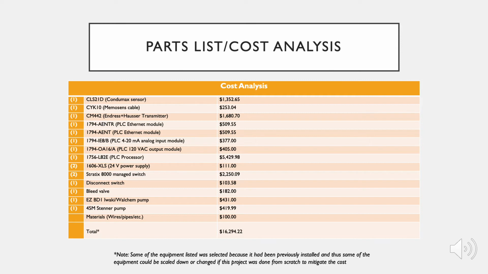Here's a complete parts list and cost analysis for all the equipment used in this project. It's basically categorized into the conductivity sensor and transmitter, the PLC modules, the valve, the pumps, and then miscellaneous materials like wires and pipes.